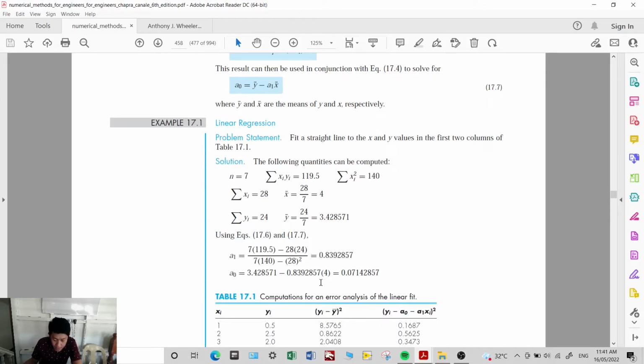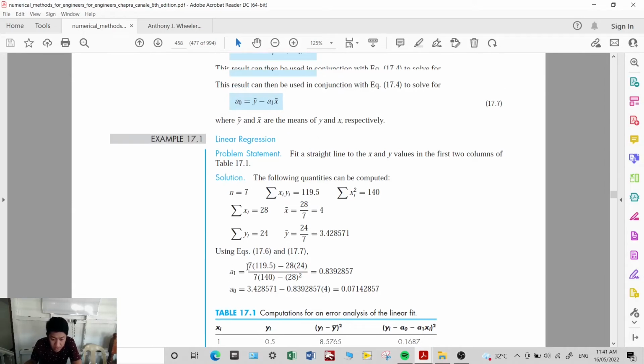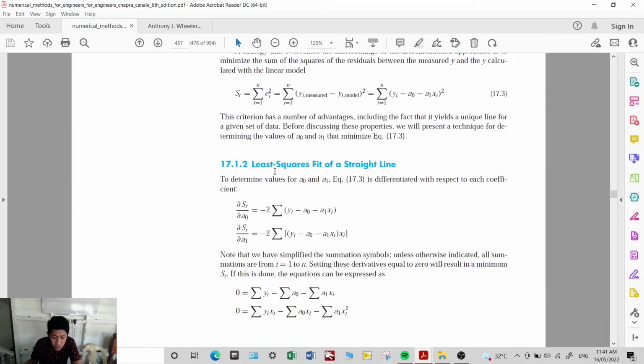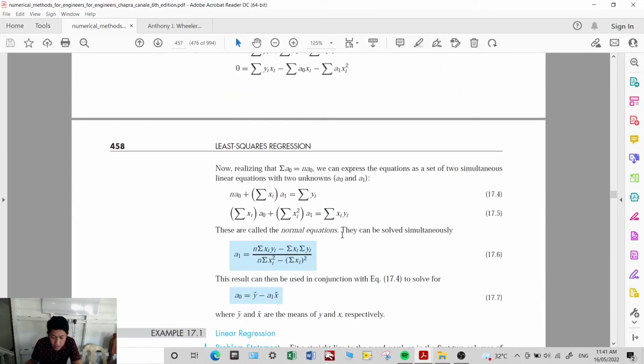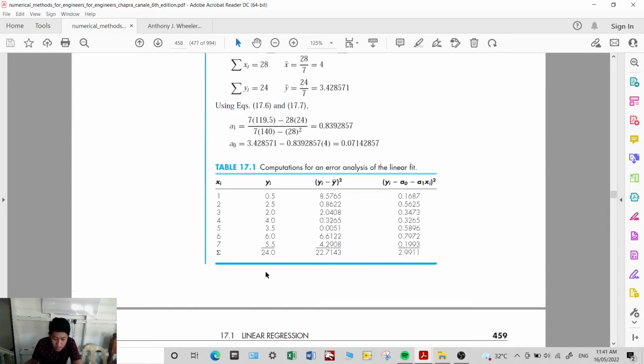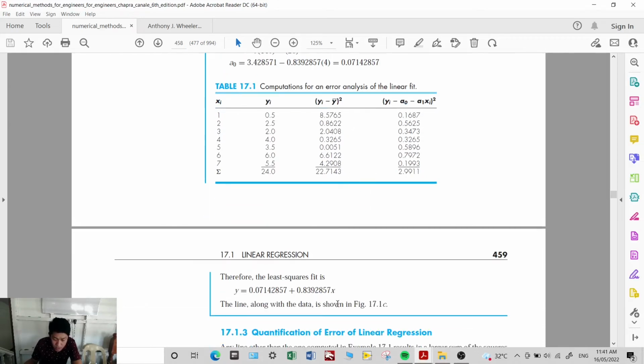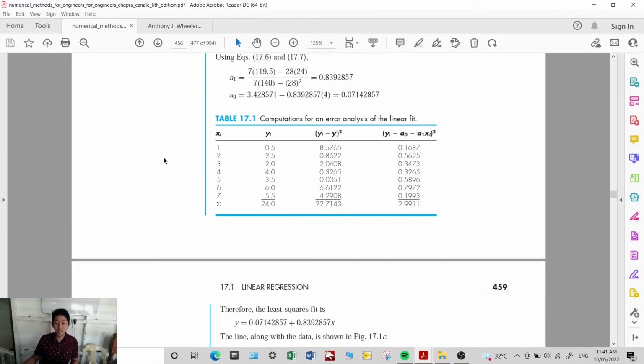So with that, you now get a sub 0, which is 0.0714287, and then you just plug these values into the equation y is equal to a0 plus a1x. Okay, and then you'll get this one. This is a0, 0.0714287 plus 0.8392857x. So this is your best fit for this data.